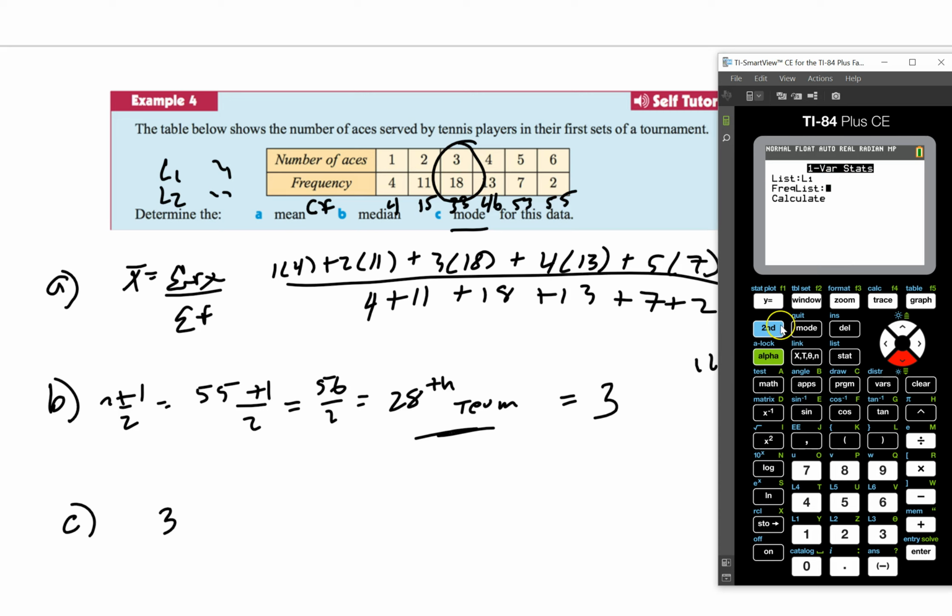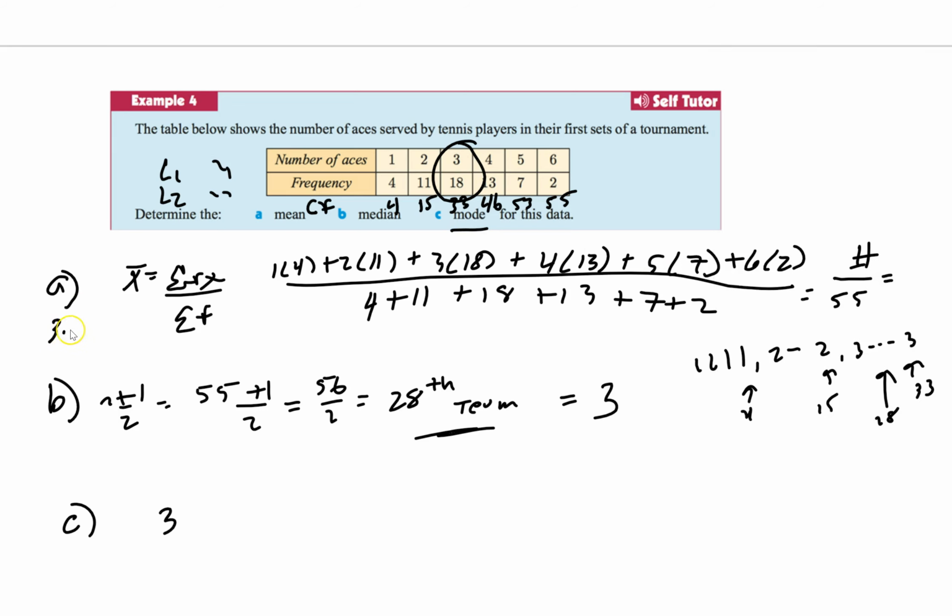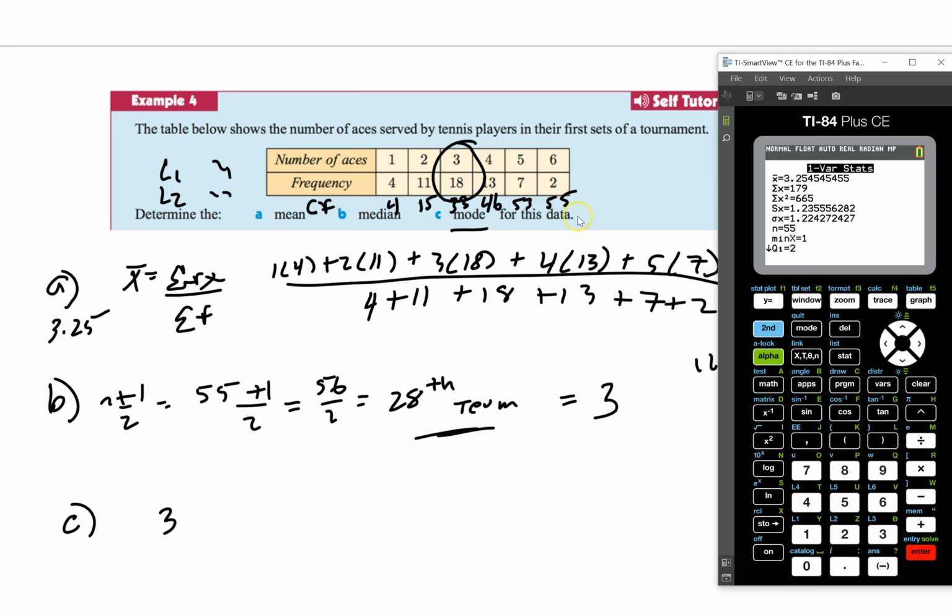Lots of ways to do it. Second L2 is probably the easiest. Then you go to calculate. And look, they give you the mean, 3.25. I didn't write that down earlier, but now we know 3.25 is the mean. If you want to find the median, you can just scroll down. You don't do all that work we did earlier. The median right there is 3, just like we got. And again, they don't tell you the mode. You just have to look at it yourself. That's how you do it with your calculator.